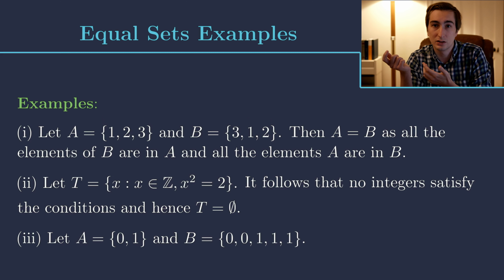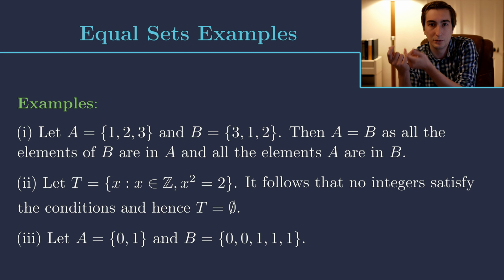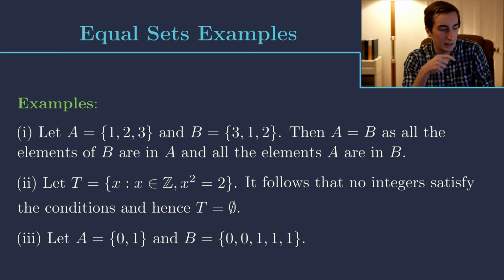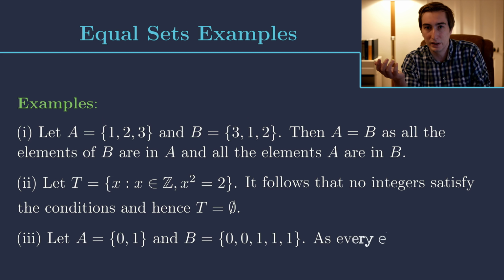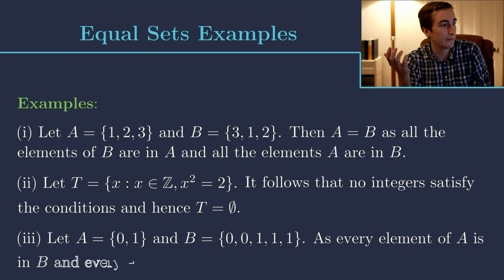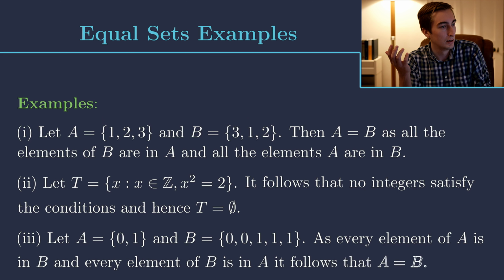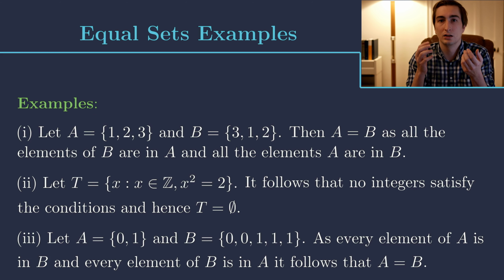And let's check all the elements of B. Well, the only other elements in B are again 0 and 1. So all the elements of B are in A. So it follows that A is a subset of B, B is a subset of A, and therefore A equals B. So this seems a bit odd. We've got two sets here that initially we say, oh, they're clearly not equal because they've got different numbers of elements, but in fact they are equal according to our definition.